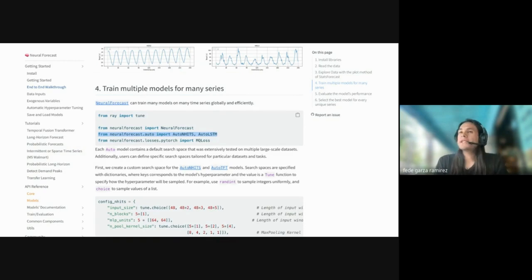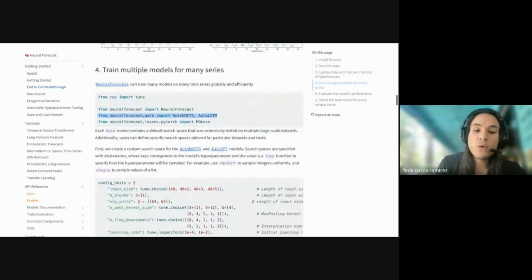And also, we are interested in not only providing a point forecast, but also computing a probabilistic one. So in this case, we will be using the multi-quantile loss to produce prediction intervals associated with the point forecast. But you can, if you want, change the loss you are choosing.